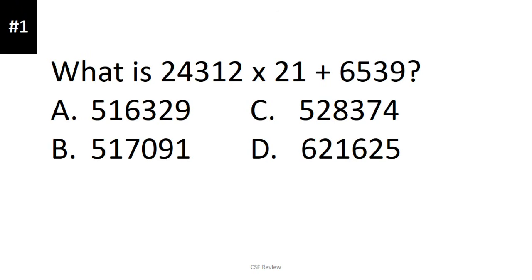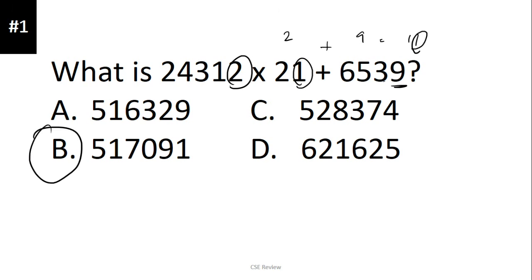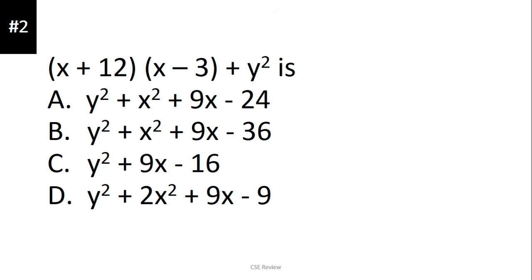Number 1, what is 24,312 times 21 plus 6,539? So again, last digit rule tayo. 2 times 1, 2, plus 9 is 11. So ang last digit is 1, kaya ang tamang sagot ay letter D. Okay? So I know by now, madali na to sa inyo.